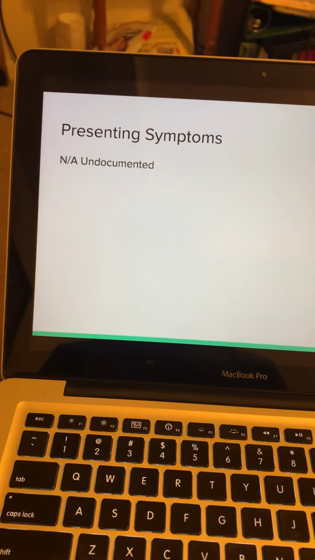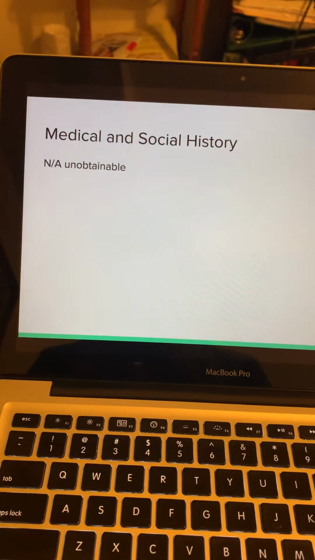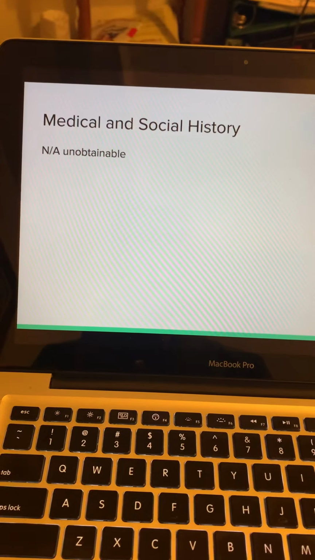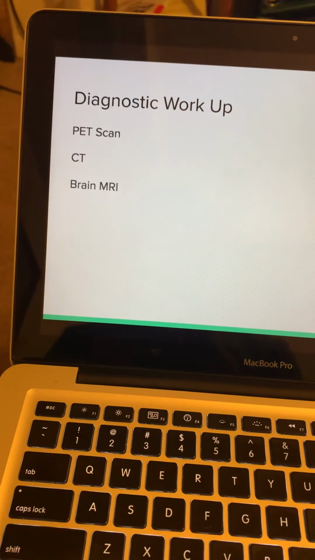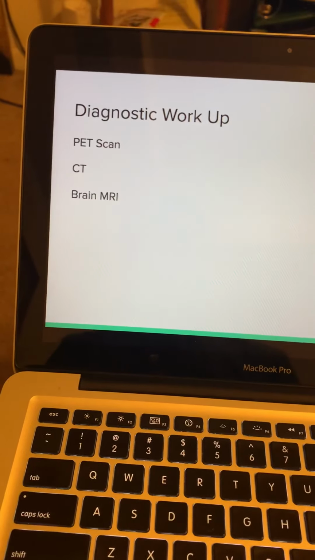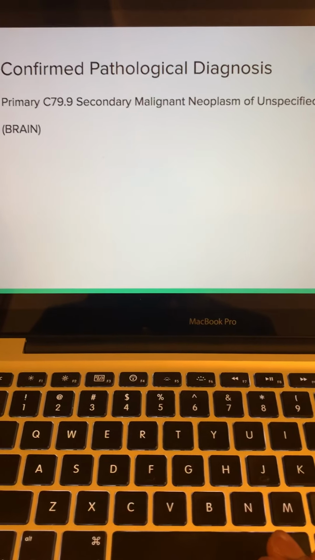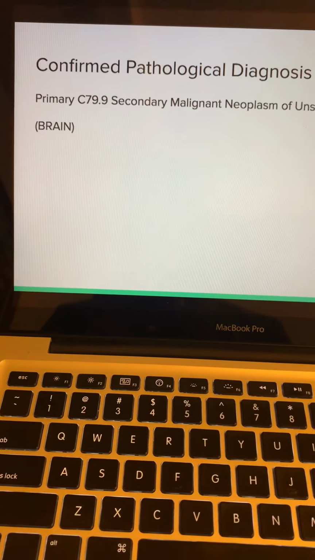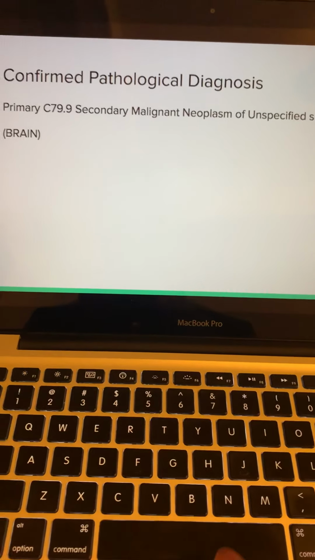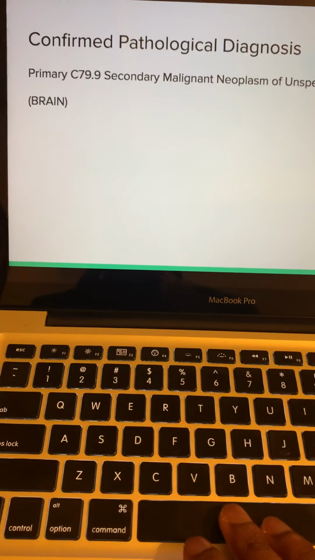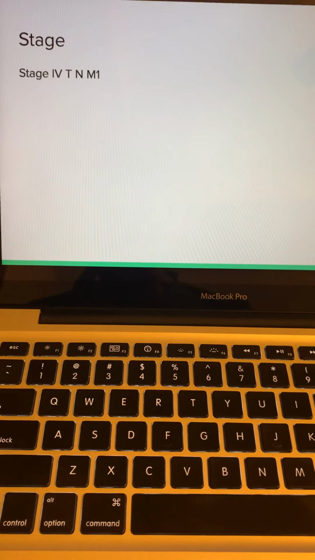This patient had no presenting symptoms that were documented. He also didn't have any medical or social history that was documented. His diagnostic workup consists of a PET scan, CT, and a brain MRI. Confirmed pathological diagnosis was primary C79.9, secondary malignant neoplasm of unspecified site, but we know that it was spread to his brain. His stage was stage 4, TNM1.